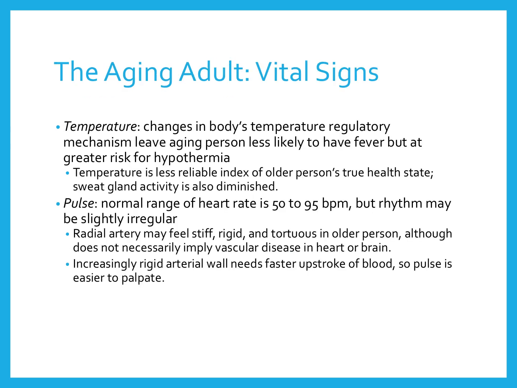With aging adults, we want to remember that their temperature can be lower and they're at more risk for hypothermia. A normal pulse rate in the older generation can be lower and slightly irregular. The radial artery can feel stiff and rigid and tortuous in an older person, although that doesn't necessarily mean they have vascular disease. They have increased rigid arterial walls, and they need a faster upstroke of blood, so their pulse is easier to palpate sometimes.